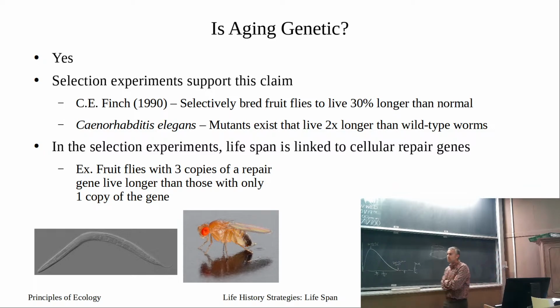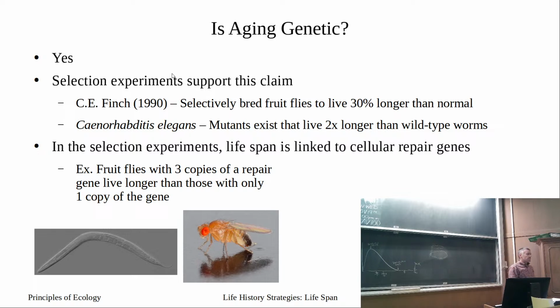We have an experiment with the nematode, Caenorhabditis elegans. We have some mutants that can live twice as long as the wild-type worms. And again, you select for the mutants, and their offspring will still live twice as long. You cross them, now you start to break up some of those genes, and your offspring might not live as long. So both of these argue for a genetic component.